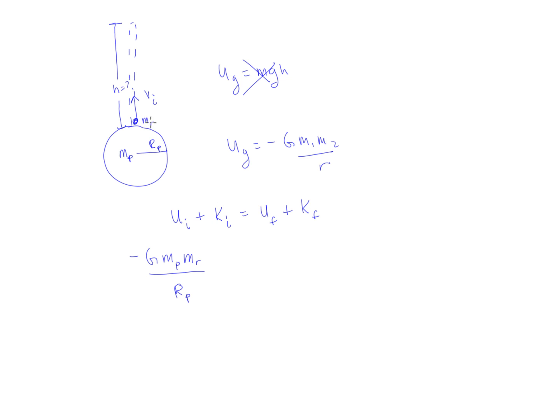Initially, the kinetic energy is the kinetic energy of the rocket, so we have plus 1/2 mass of the rocket times v initial squared. And then once it reaches this height, we still have gravitational potential energy because we're not infinitely far away. So this becomes minus G, mass of the planet, mass of the rocket, divided by little r, which again is the distance between the center of mass of the planet and the center of mass of the rocket, which in this case would be r_p plus h.